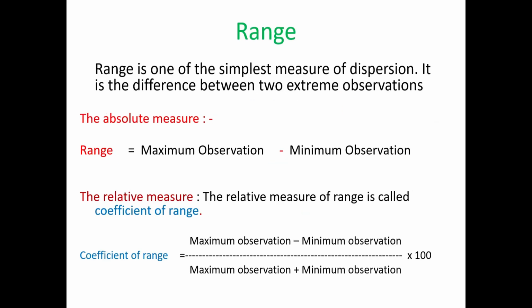First of all, the range. This is a very simple method of measuring dispersion. Maximum observation minus minimum observation. This is the absolute measure. And the relative measure is the coefficient of range: maximum observation minus minimum observation divided by maximum observation plus minimum observation, multiplied by 100.